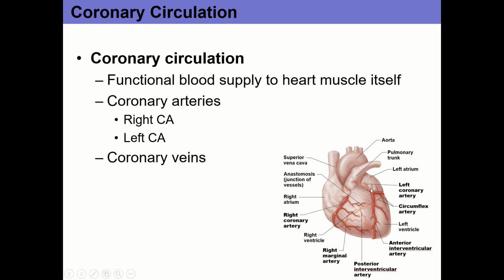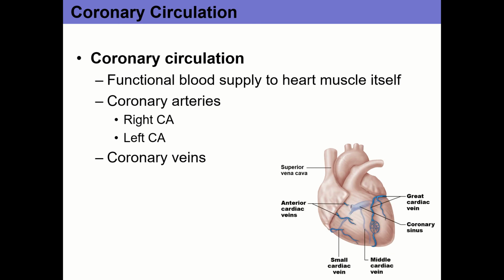The coronary arteries are what supply the myocardium, the heart muscle, with its blood and thereby with its oxygen. There are two coronary arteries, the left coronary artery and the right. The right coronary artery supplies the right atrium and the right ventricle. The left coronary artery supplies everything else, including the interventricular septum. So the left coronary artery is bigger and supplies more of the heart.